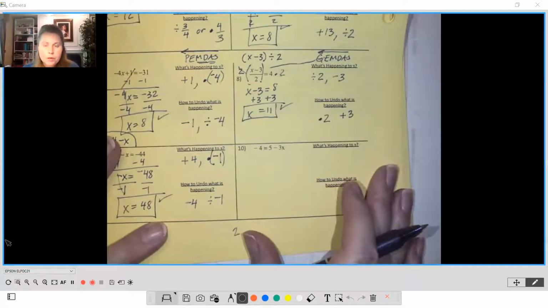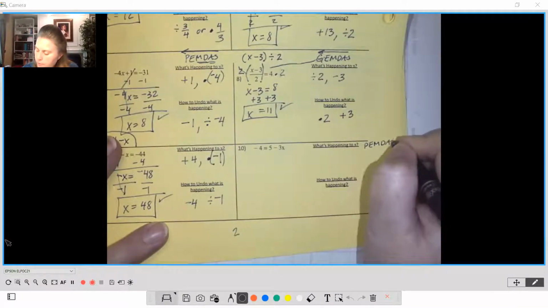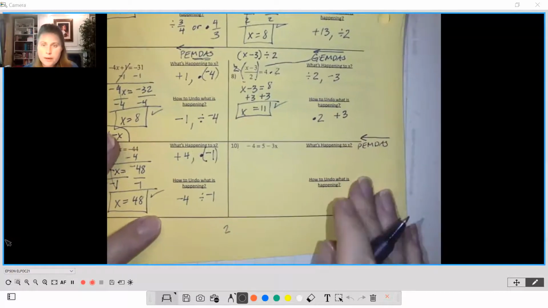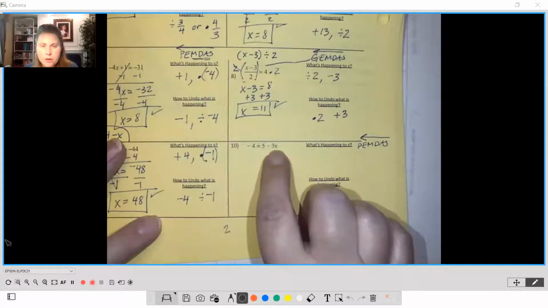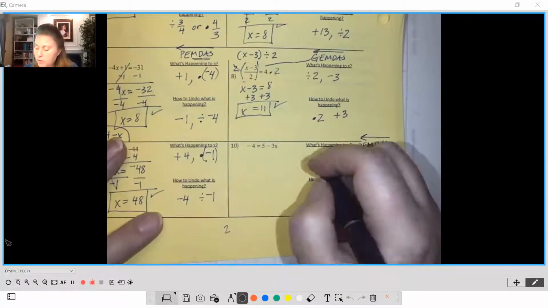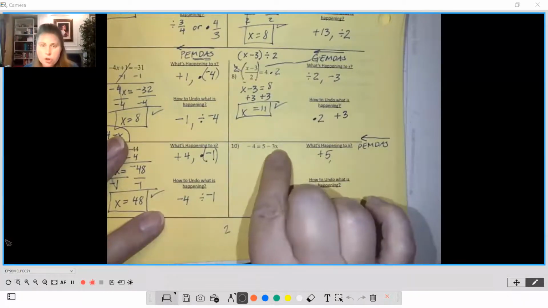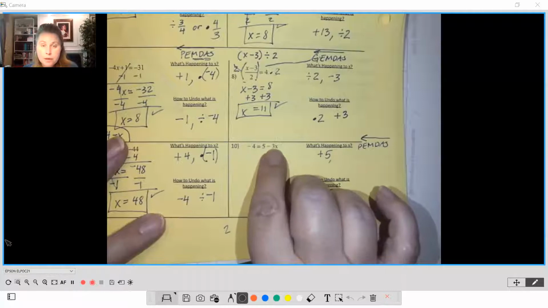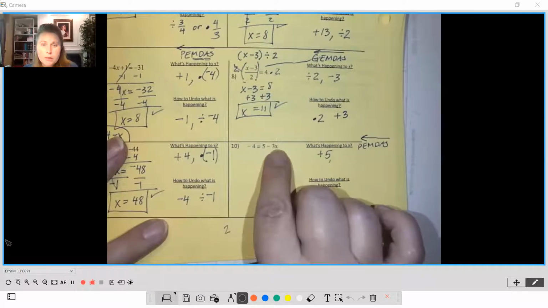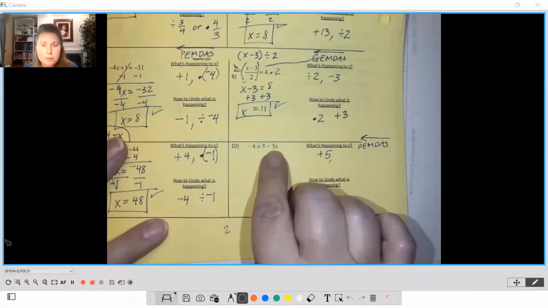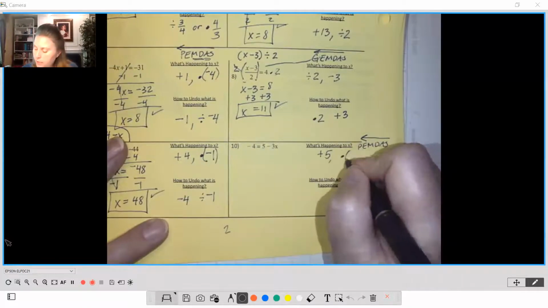Okay, number 10. So we're again following the order of operations in reverse. So what is happening to x? Here's my x term. There's a 5 there, and it's a positive 5, so it's being increased by 5. And then here's my x term. It's being multiplied by, not 3, it's being multiplied by negative 3, or minus 3. So here's my x. It's being multiplied not by 3, it's being multiplied by the opposite of 3, or negative 3. So times negative 3.